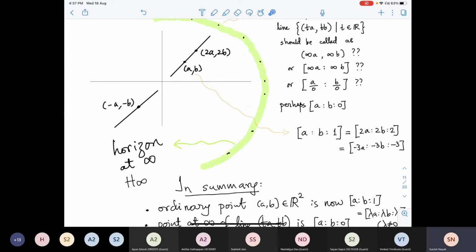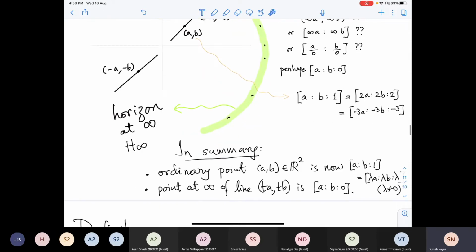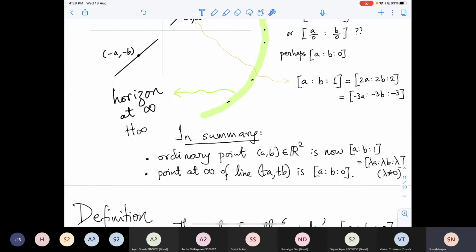So now I have a common notation for all points: the points at infinity, which are the points on the horizon, and our ordinary points a comma b. So here's my summary. An ordinary point a comma b is now written as a over 1 and b over 1, so a colon b colon 1. And if you want, you can also think of it as lambda a over lambda, which is again a, comma lambda b over lambda, which is again b, for any lambda you like, as long as it's not 0.